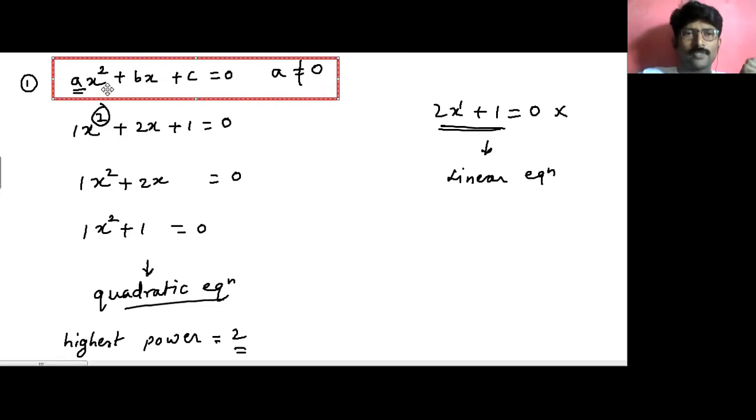And when will that be possible? When the highest degree or the power of the equation is 2, then that is called a quadratic equation. I hope you understood. You finished writing till here? Please write this down quickly in your book. Now I'll give you an example.